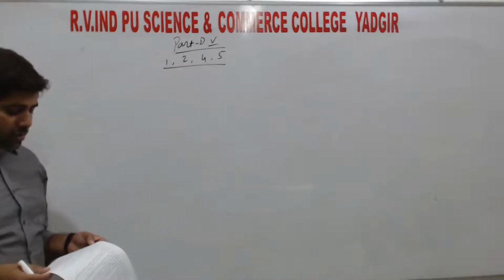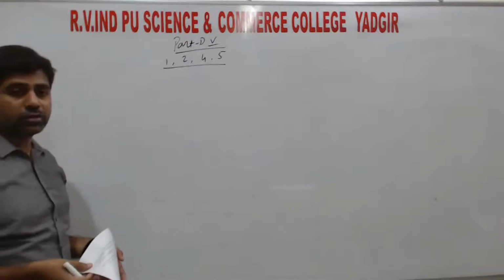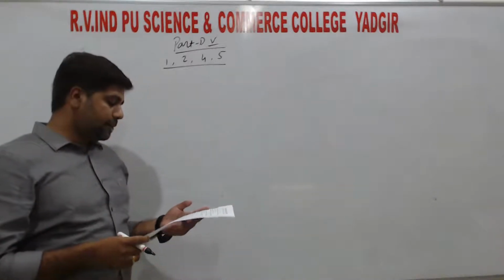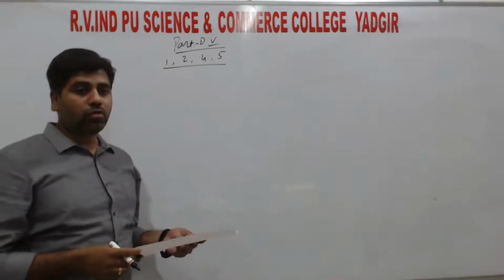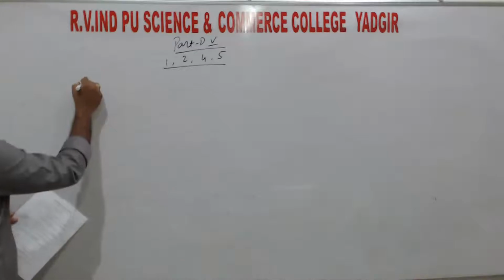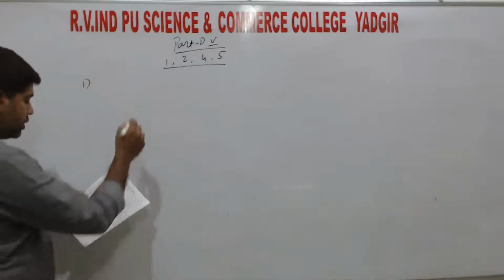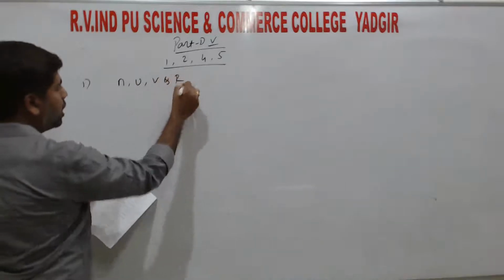So now in 5 marks, these 4 questions. Out of the 4 questions, 3 questions I will ask, right? So in 3 questions you need to answer any 2 questions, right? So in that first one, deduce the relation between N, U, V and R.